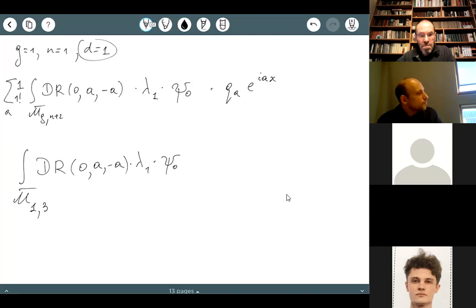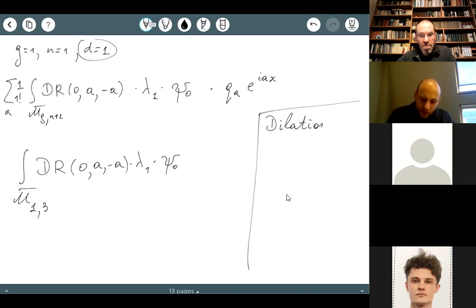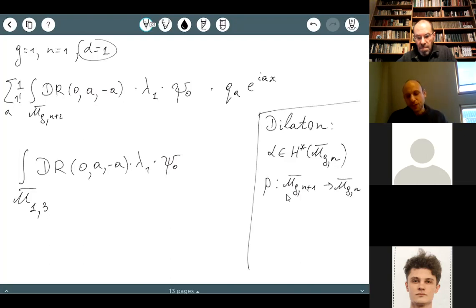Okay, so I will use twice what is called the Dilaton relation. It says the following thing. Suppose I have a cohomology class in M_{g,n} bar, and then I have a forgetful map that goes from M_{g,n+1} bar to M_{g,n} bar that forgets the last marked point.